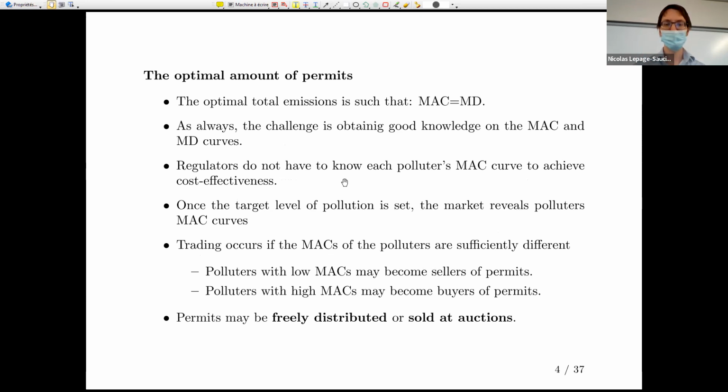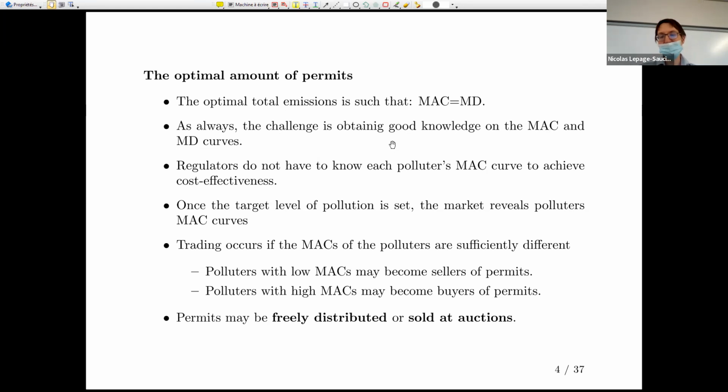All right. So what's the optimal amount? It's always the same: you set it such that marginal abatement cost equals marginal damage. As always, the challenge is obtaining good knowledge on the marginal abatement cost and the marginal damage curve. And if you have deficient knowledge, then as we're going to see, sometimes the transferable emission permit might be better than a tax, or sometimes a tax may be better than a permit. So if you had perfect knowledge, that would be good.